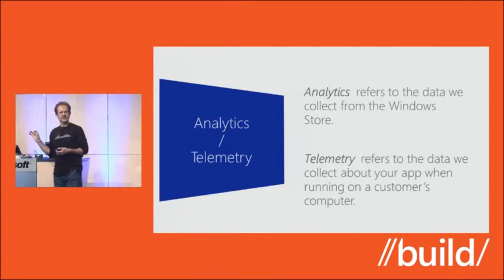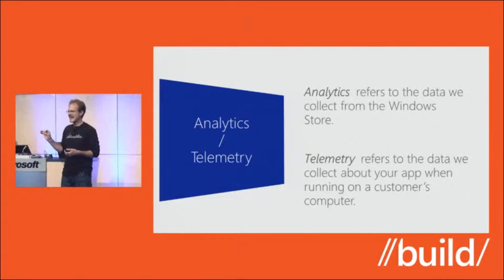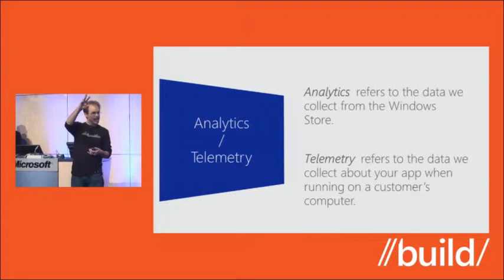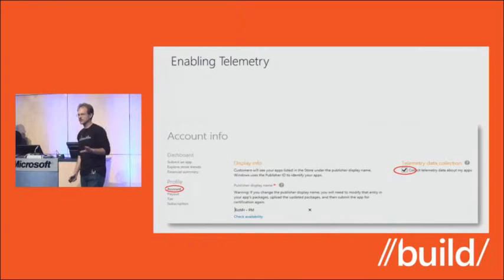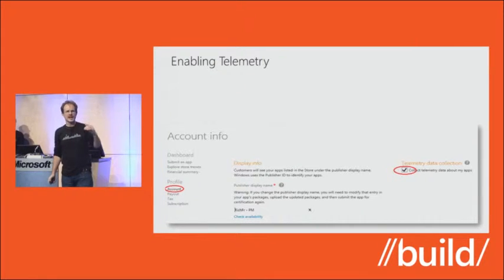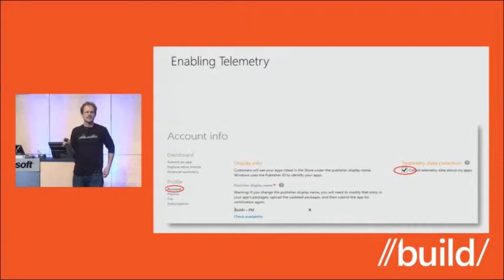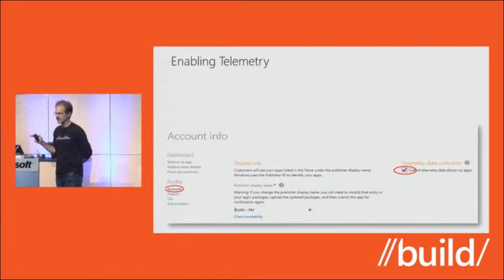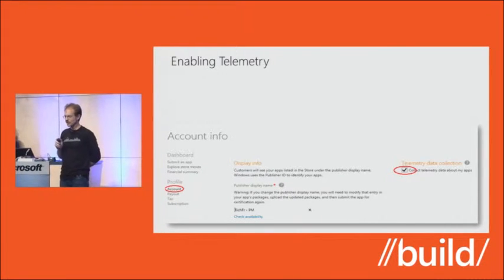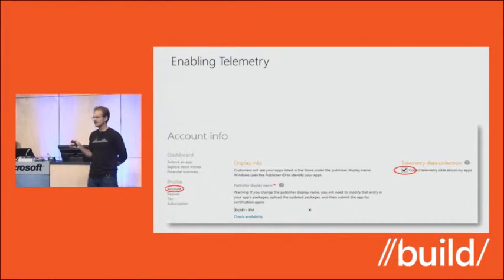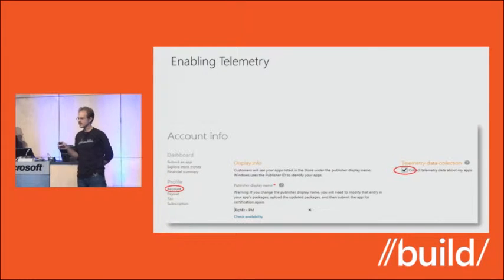We also have this concept of telemetry. And telemetry refers to the data that we collect from your application when it's running on the client's machine. So it's important to distinguish between those two, because the Windows Store analytic data that we're tracking is going to happen no matter what. But the telemetry is something you have to make sure is enabled from your profile page for your account. And so as you can see here, there is a checkbox there. And when you turn that on, that starts the collection of telemetry. So once you do turn that on, it can be several days before you might be able to see some of that data being collected, but it will start.